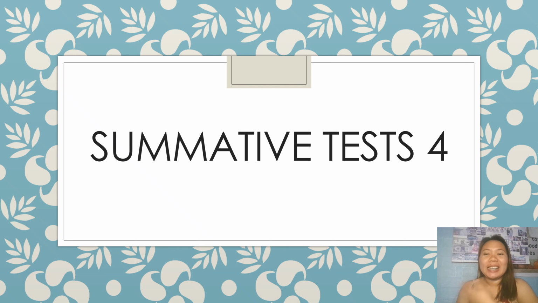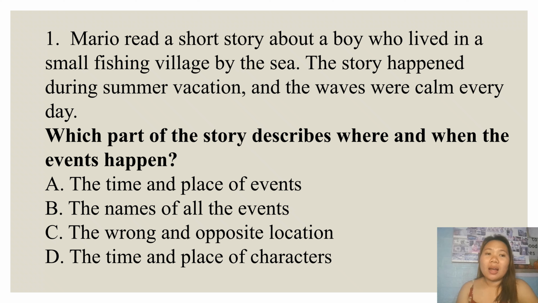First, Mario read a short story about a boy who lived in a small fishing village by the sea. The story happened during summer vacation and the waves were calm every day. Which part of the story describes where and when the events happen? A. The time and place of events. B. The names of all the events. C. The wrong and opposite location. D. The time and place of characters.